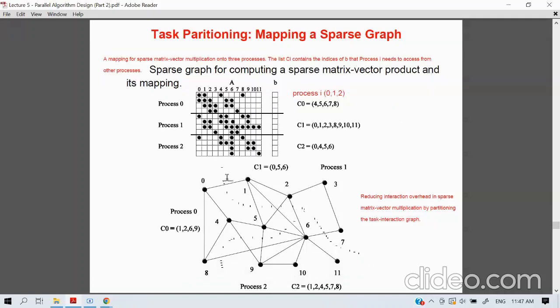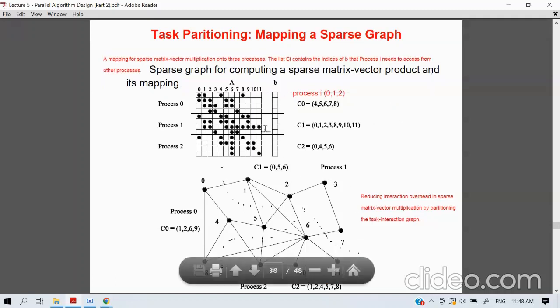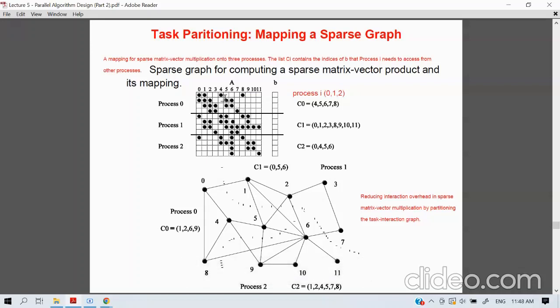If you look here, before it creates the task interaction graph, it maps the vector matrix multiplication based on section. It divides into 3, process 0, 1 and 2. Then C0, C1, C2 are the processes. And then 4, 5, 6, 7, 8 are the tasks or other processes that are related to process number 0. And 0, 1, 2, 3 until 11 are related to C1 and so on. 0, 4, 5, 6 are related to 2.